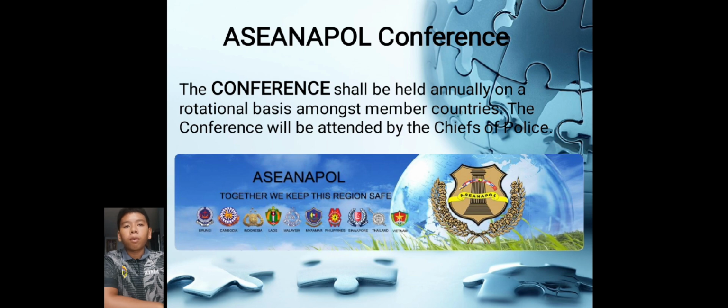In the ASEANAPOL Conference, the conference shall be held annually on a rotational basis amongst member countries, and the conference will be attended by the chiefs of police. This is ASEANAPOL, and this is their logo. Together we keep this region safe. And these are the logos of the agencies of different countries: Brunei, Cambodia, Indonesia, Laos, Malaysia, Myanmar, Philippines, Singapore, Thailand, and Vietnam.